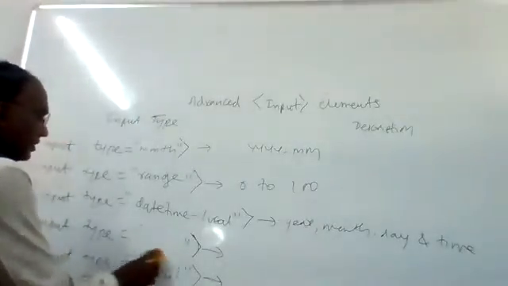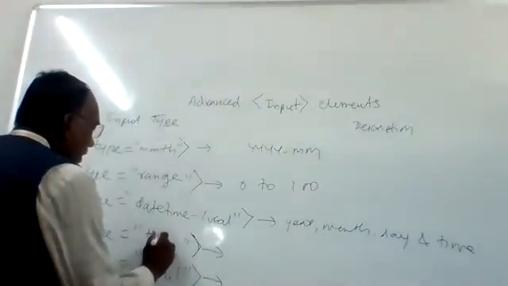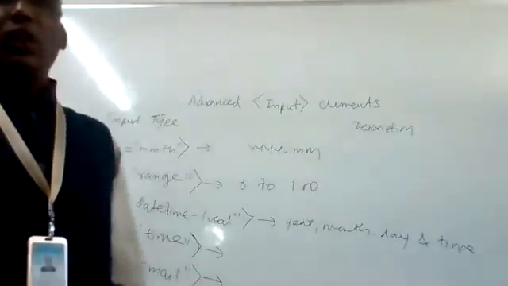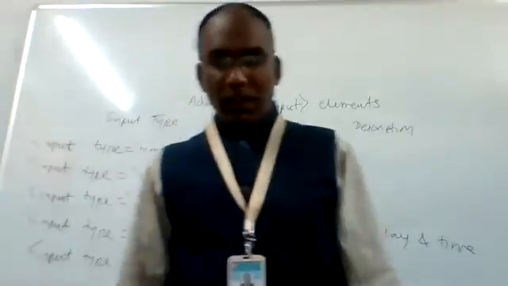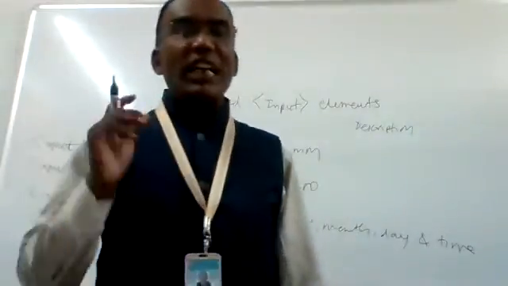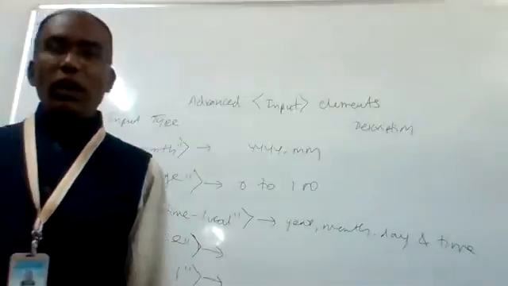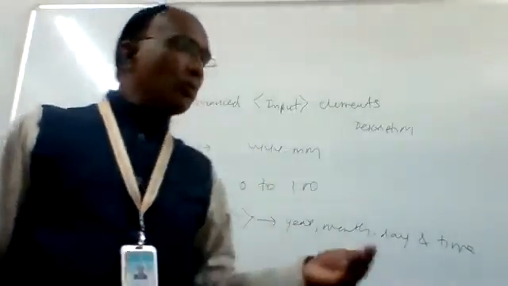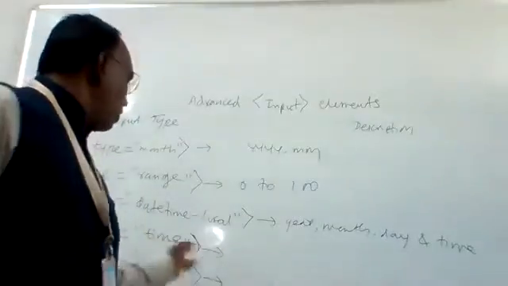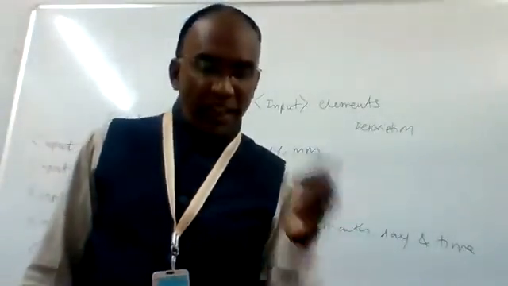Next input type is time. Input type is equal to time. The description of this is it defines a control for entering a time. A user can input a time with the help of this input type. Okay, fine. So we will go for next.